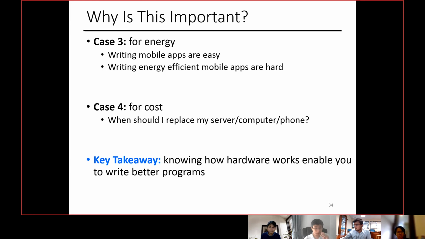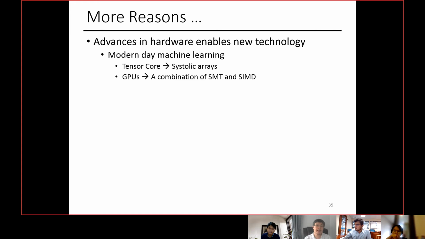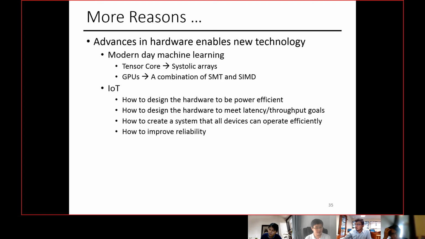So the key takeaway here, knowing the hardware and knowing how it works will enable you to be a better programmer. What else? You also know how to read new hardware papers that maybe you can buy and take advantage of. It enables new technology like modern day machine learning. Things like the tensor processing unit and the GPU are there, and you can use them to accelerate these applications. IoT, right? How can you design hardware to be more power efficient? How can you design a system that is scalable and improves reliability?